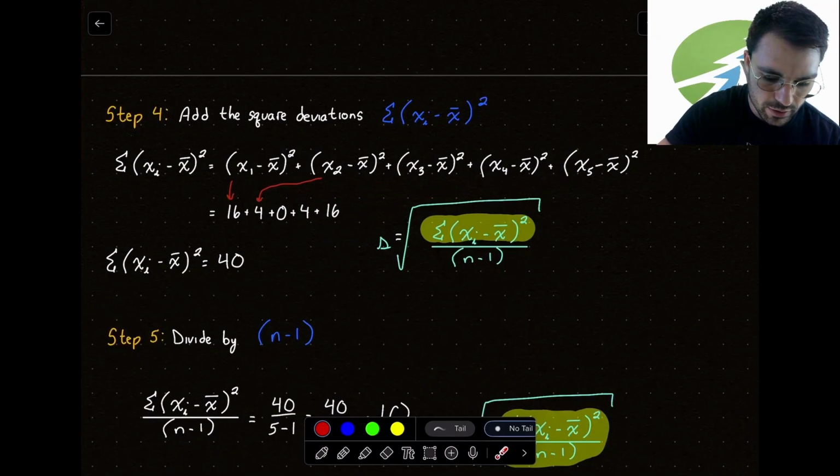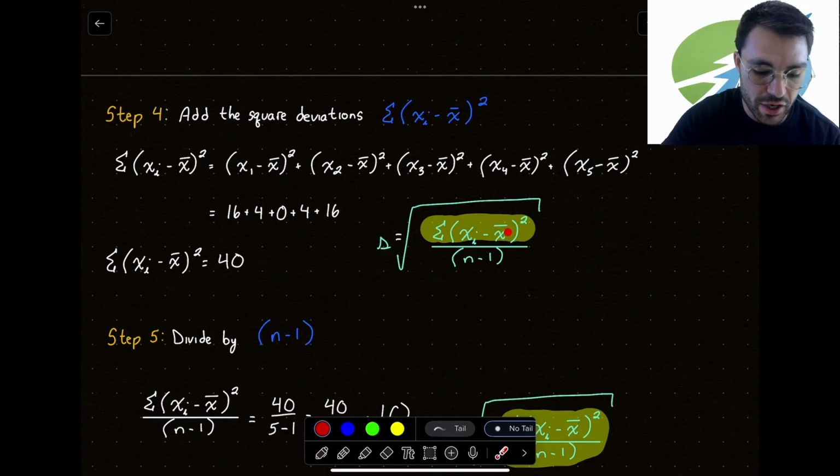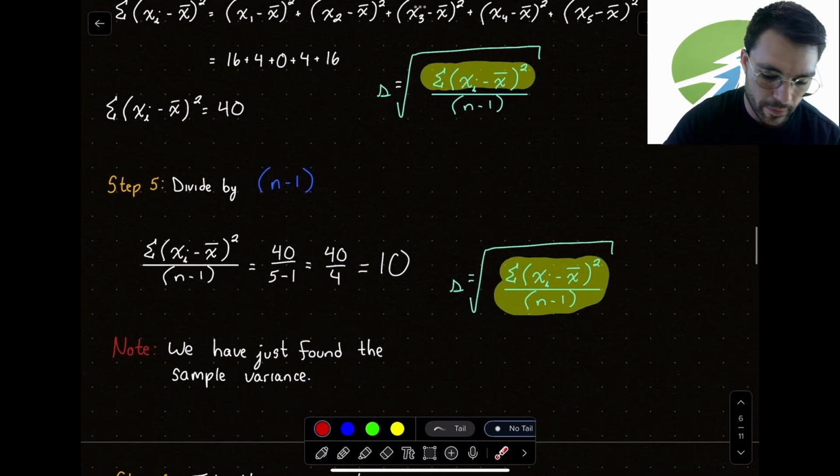Let's get rid of these. And when we add all of them up, 16 plus 4 is 20. 4 plus 16 is another 20. 20 plus 20 gives us 40. So the sum of all of our squared deviations is 40. Cool. All right, now we take that and divide it by n minus 1.